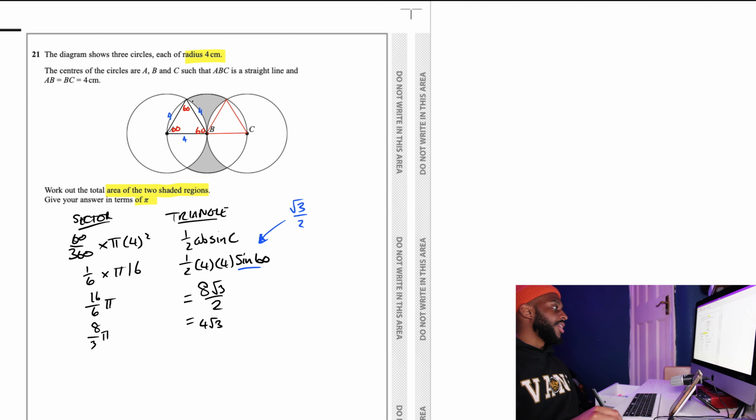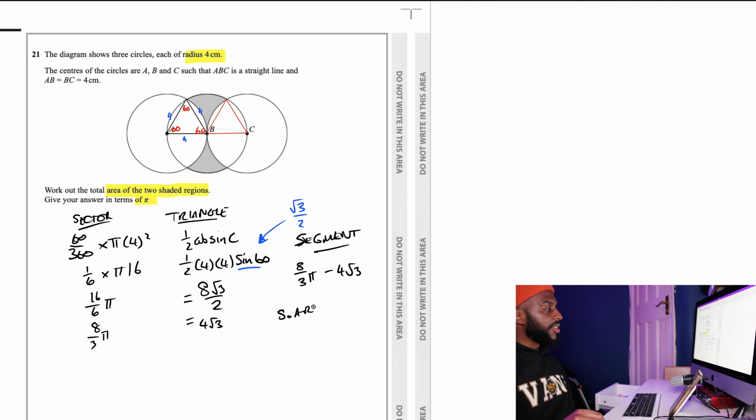Next bit, like I mentioned earlier, we're finding the area of that segment now by doing the area of the sector minus the triangle. So the segment is sector minus 4 √3. So that's the area of the segment. Next bit is to work out the shaded area. So shaded area, that's going to be the area of this sector, so 8 over 3 pi minus 2 of the segments. So minus 2.